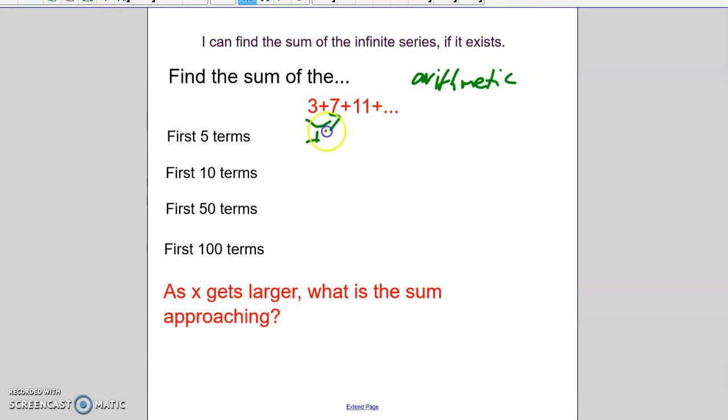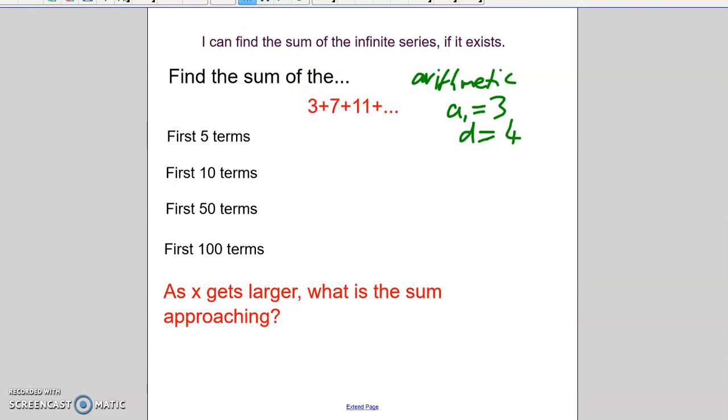And I'm adding 4 every single time here. So the formula for the sum of these has an a sub 1, which is the first term here, which is equal to 3, and then a d value, which is the common difference for arithmetic series or sequences, and that is positive 4.